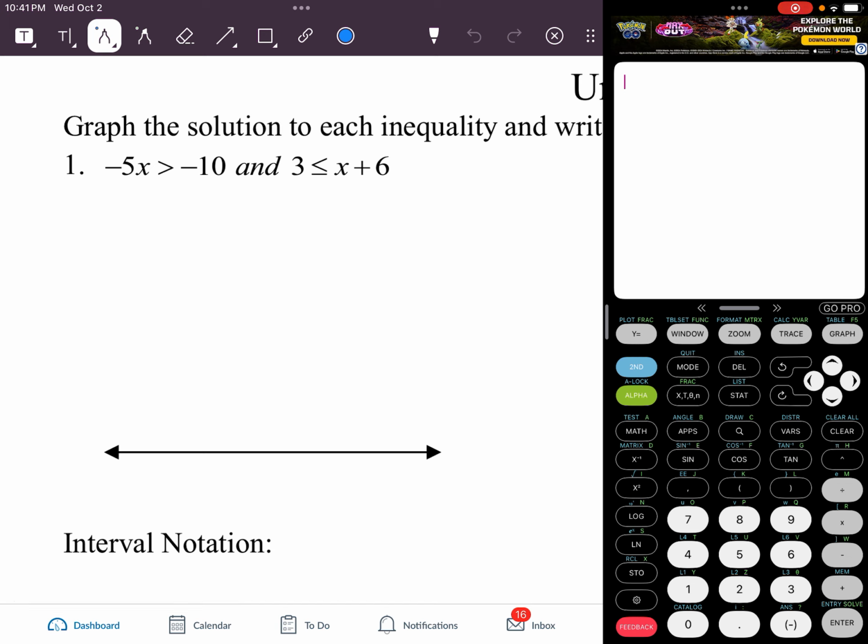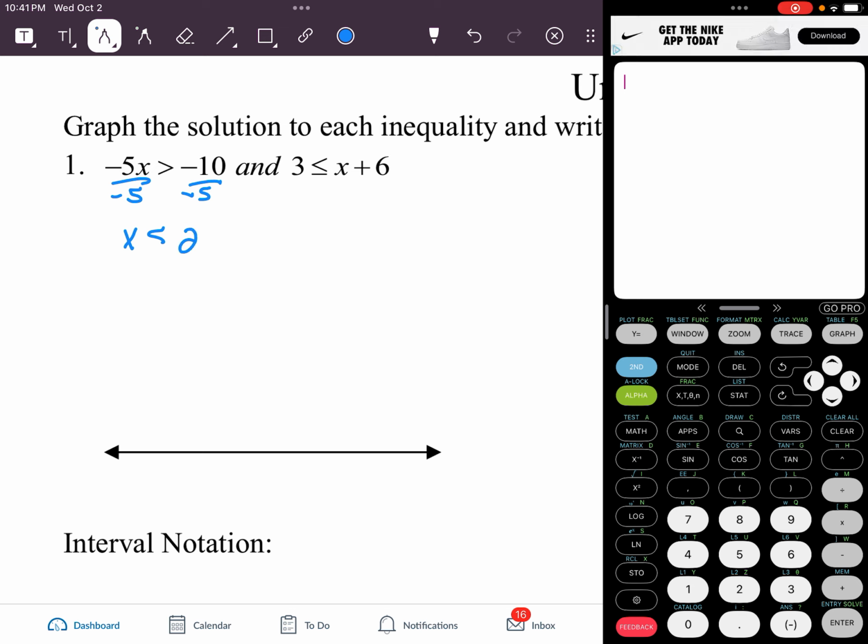First thing we're going to do is divide by -5 on both sides. Because we're dividing by a negative number, our inequality sign is going to flip around and give you +2. The other side, I'm going to subtract 6. Gives me -3 is less than or equal to x.